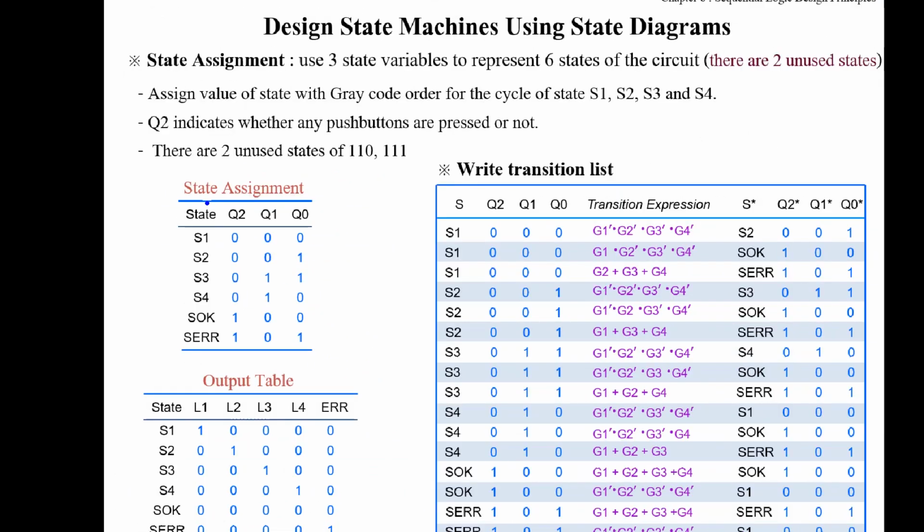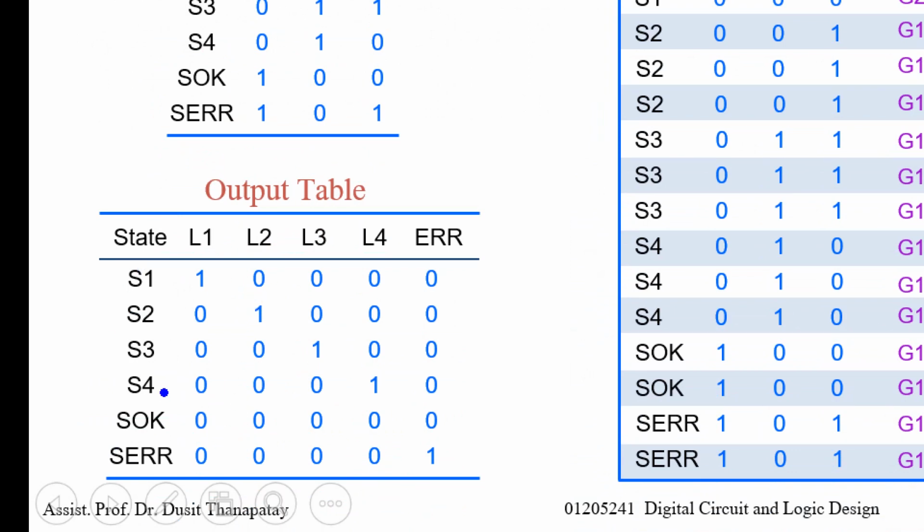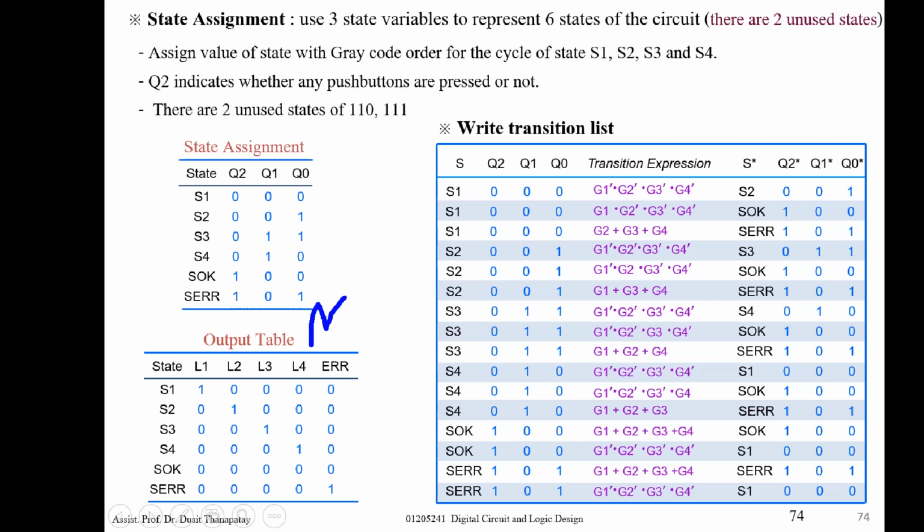After that, you may write an output table to show the relationship between the output and the state. Don't forget that this is a Moore type machine, right? In a Moore type machine, the output is based only on the state. For example, L1 is 1 only when it's at state S1. So if you assign Q2, Q1, Q0 of 0, 0, 0 to represent state S1, that means L1 will turn on when the machine is at state 0, 0, 0. So you can write the expression like this: Q2 prime and Q1 prime and Q0 prime, the output equation for L1.